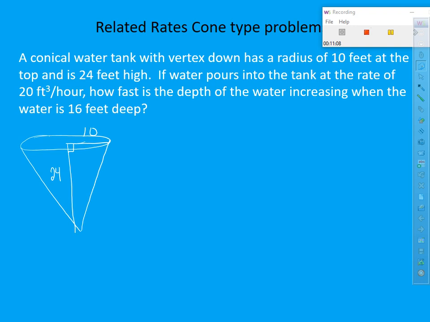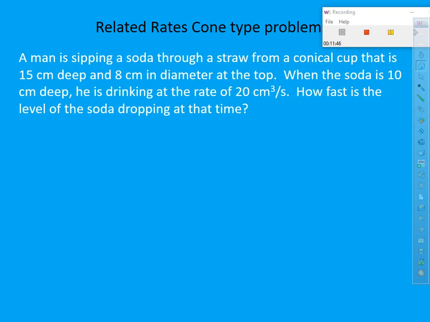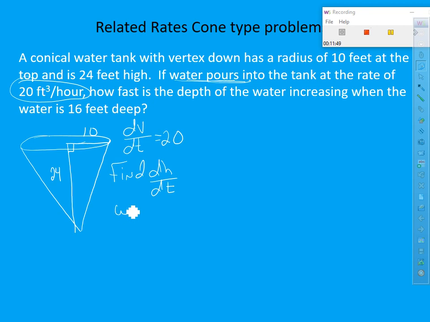If water pours into the tank at a rate of 20 cubic feet per hour, this is a volume statement, and I know that for 2 reasons. We're pouring water into the tank, so we're changing whatever's inside. That's the volume. And if you look at your units, cubic feet is a volume unit. So one thing that I know is that dV/dt is 20. It says, how fast is the depth of the water increasing? So we would like to find dh/dt. And I'd like to find that when h is 16.